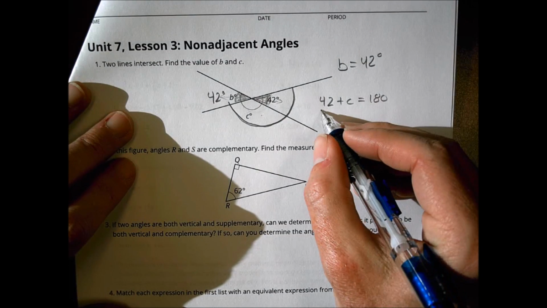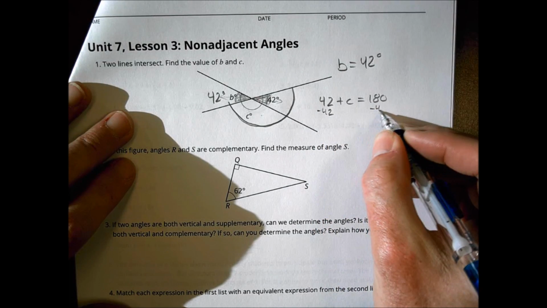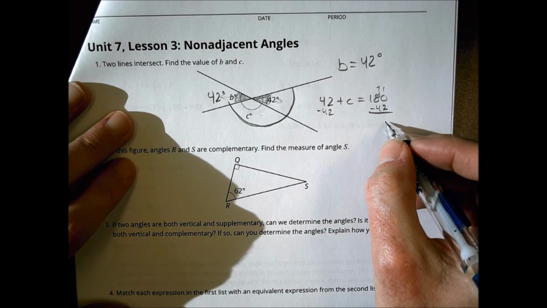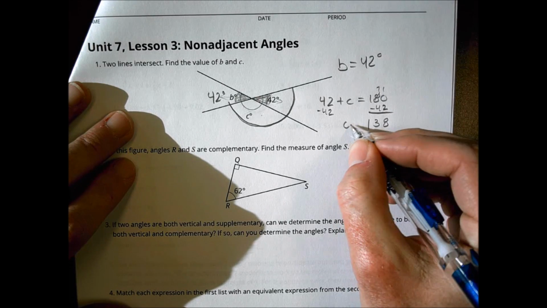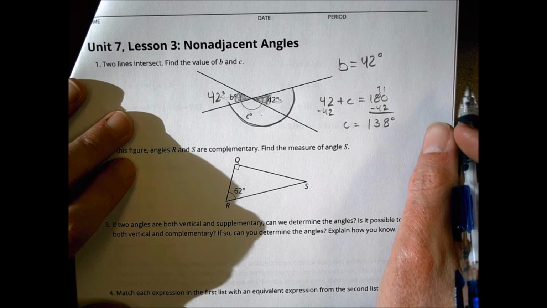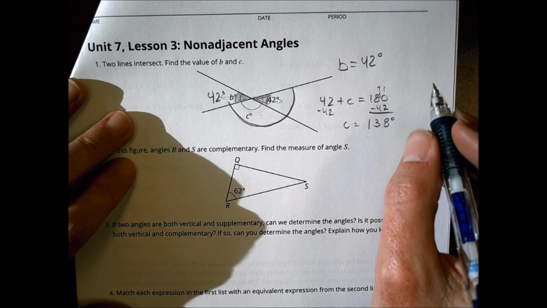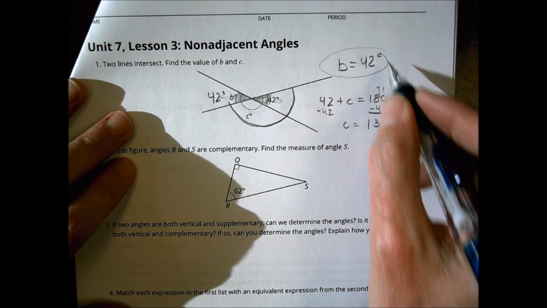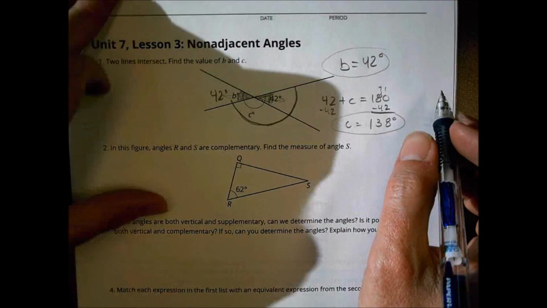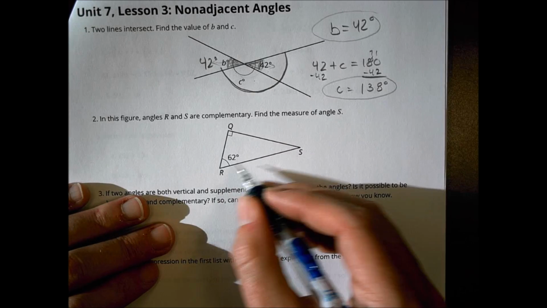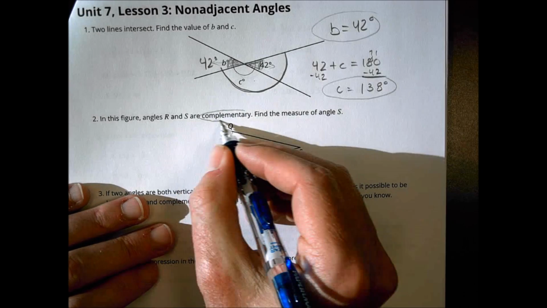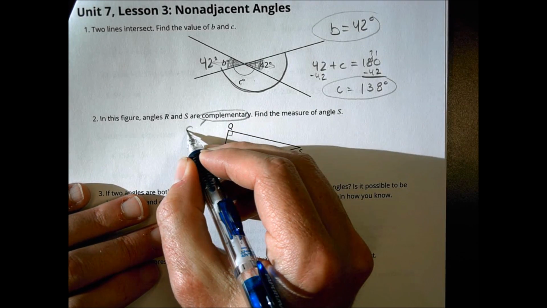So to solve for C, I subtract 42. So we have 10 minus 2 is 8, 7 minus 4 is 3, and don't forget that 1. So C is equal to 138 degrees. So we have an answer for B and an answer for C. Great question. Number 2. In this figure, angles R and S are complementary. Again, what's complementary? They add up to be 90.